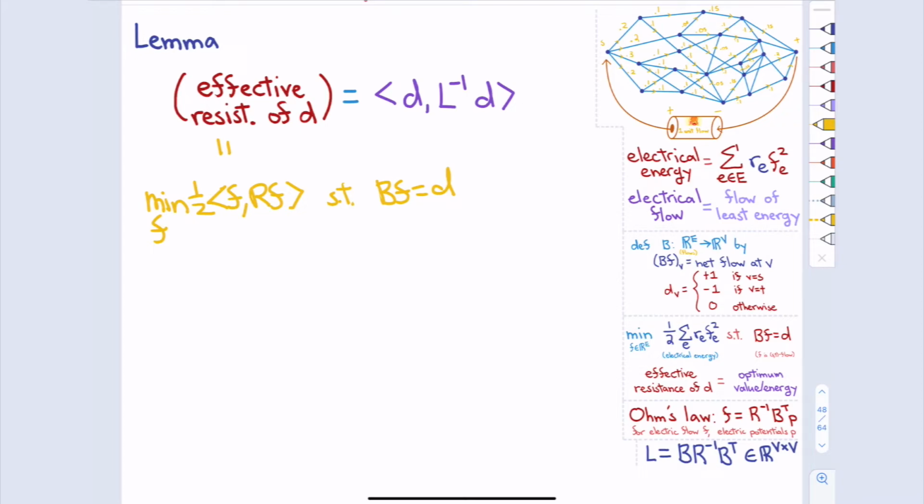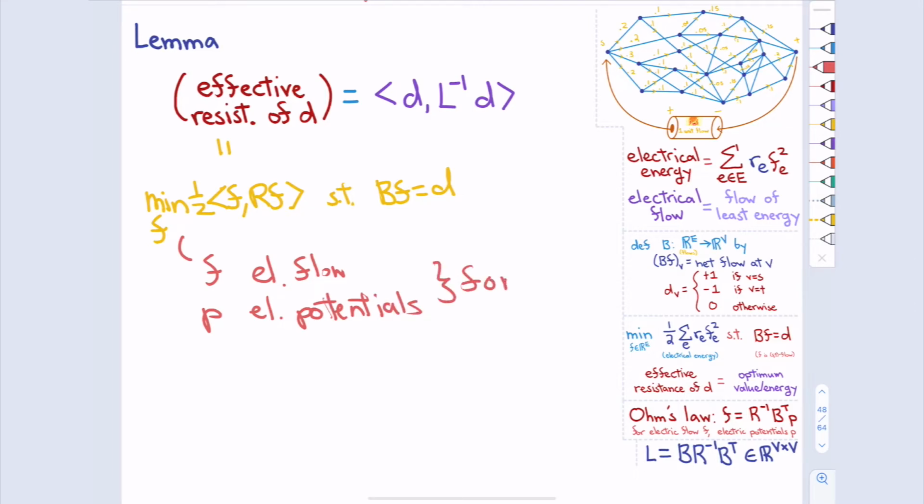Okay, so how do we prove this? So let's let F be the electrical flow. Let's let P be the corresponding potentials for this optimization problem for D. Okay, so F and P solve the problem. Well, we know F solves the problem, and then there exists some P so that F is equal to R minus 1 B transpose P or something, right?